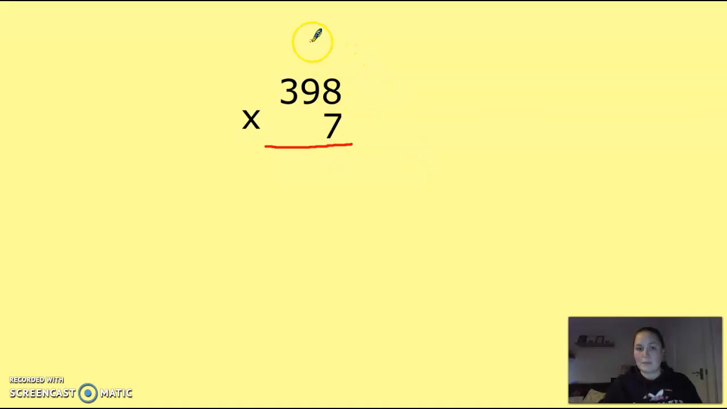Okay, now work through each column. So do my ones first, then my tens, then my hundreds. 8 times 7 is 56. The 6 goes there. And the 5 carries over to be added. 9 times 7 is 63. Add that 5 is 68. Carry my 6. And then 3 times 7 is 21. Add that 6 is 27.